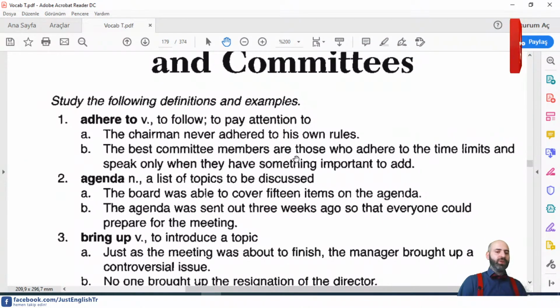Sentence A says, just as the meeting was about to finish, the manager brought up a controversial issue. What is controversial, guys? Maybe you don't know this word, but let's go to the root of the word. First of all, we need to delete the suffix al. Al makes it adjective, so let's delete this. Then we have controversy left as a noun.